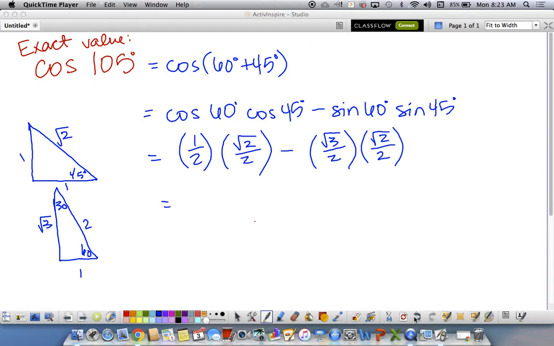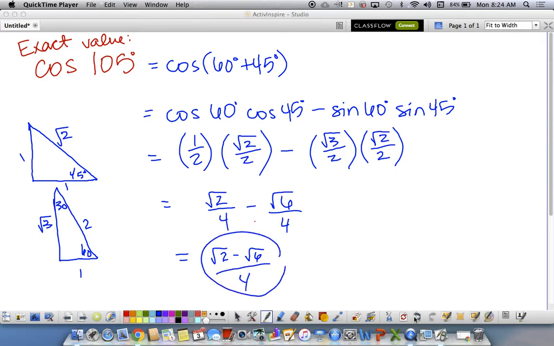So when we multiply fractions together, what do we get? 1/2 times the square root of 2 over 2. Square root of 3 over 2 times the square root of 2 over 2 is the square root of 6 over 4. What are we left with? We all recognize we cannot combine those. Square root of 2 minus the square root of 6, all divided by 4. We're all happy.